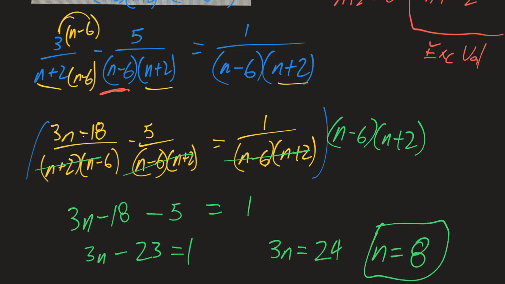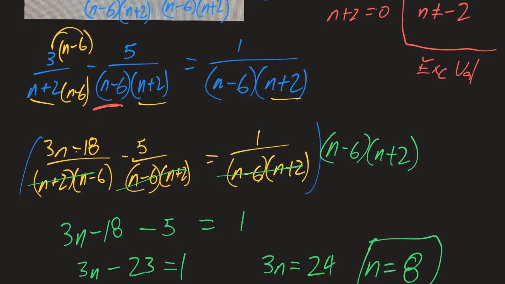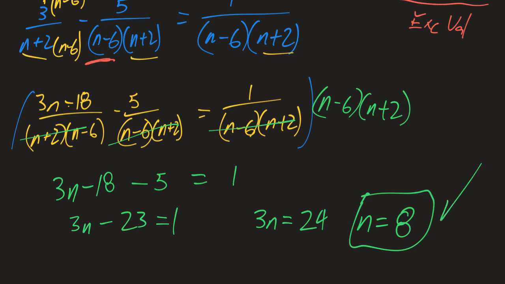Okay, so is this one of my excluded values? Let's check. Doesn't look like 8 is in my list, so this answer looks good to me.